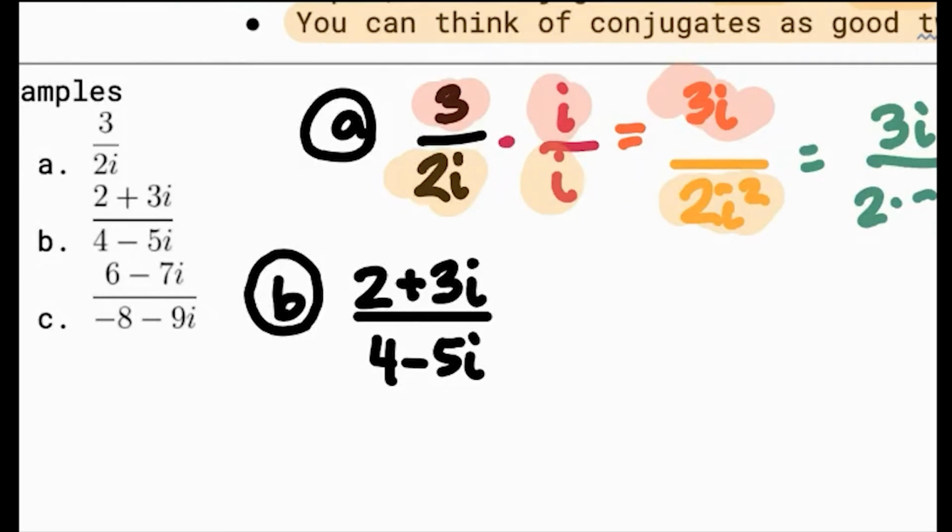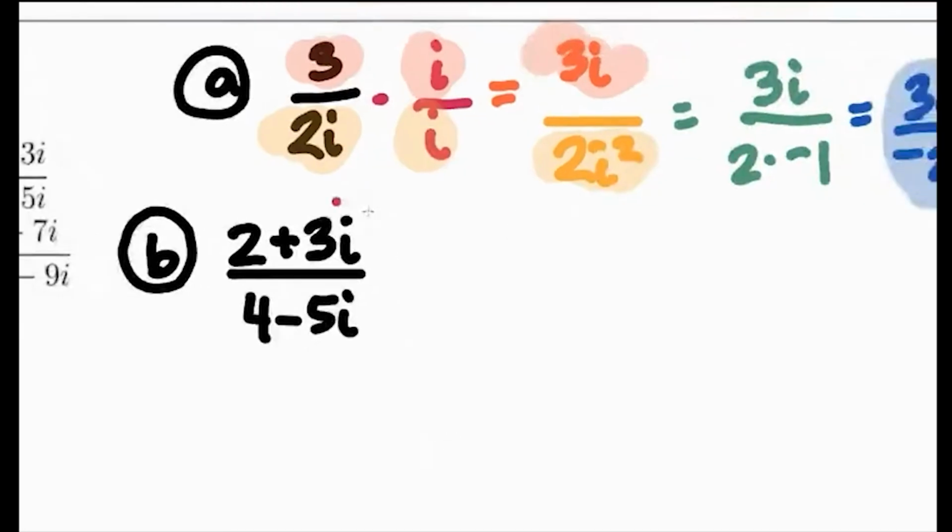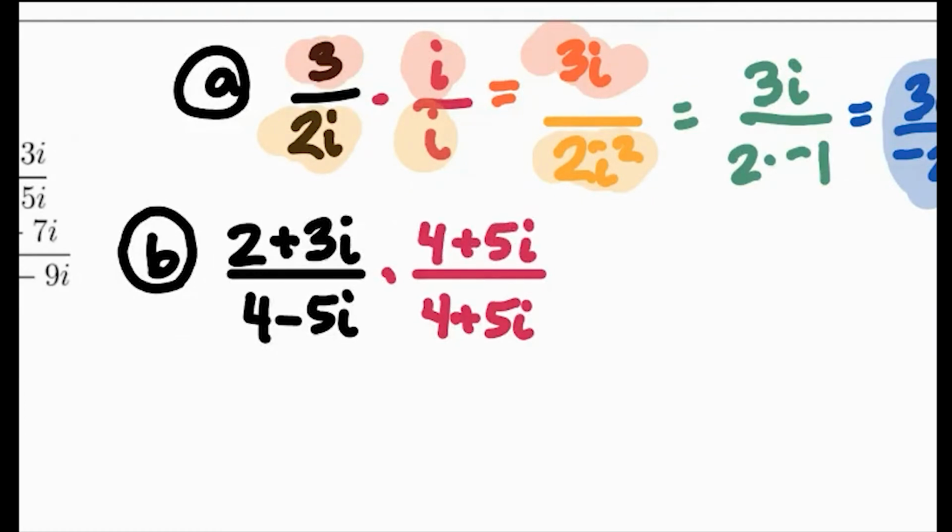So multiply the top and the bottom by the conjugate of whatever's on the bottom. So that's a -5i. We're going to do a positive. So 4 plus 5i. So this is where I'm talking about good twin, evil twin. Everything's the same except for what changes is the plus and the minus.